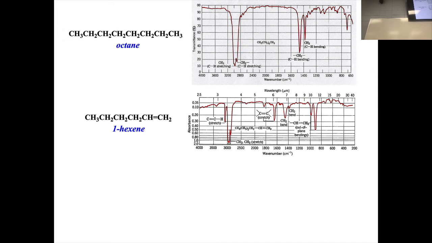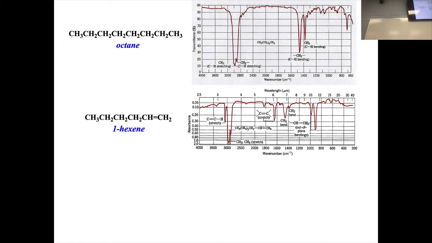If I go from 2,000 to 2,500, I don't really see anything. You know what that little peak right there is? Carbon dioxide. Somebody was breathing when they took this, and so it picked it up. It's a real weak absorption, but that's it. But when you look at the hydrogen region, this piece right here just under 3,000 looks the same as this, doesn't it? But notice there's this extra one here.